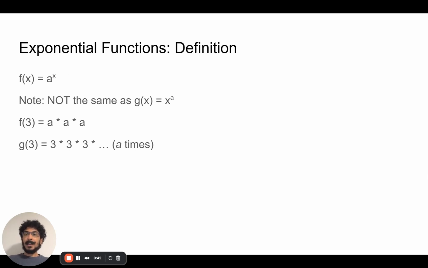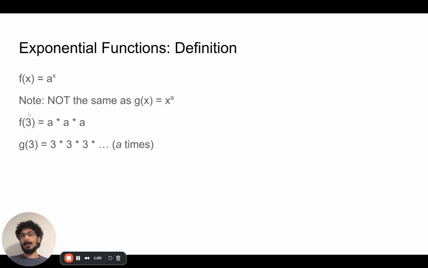Note that f of x equals a to the x is not the same as g of x equals x to the a. This is because the x is what's getting raised to the a-th power in g of x, whereas in f of x, the opposite is true.